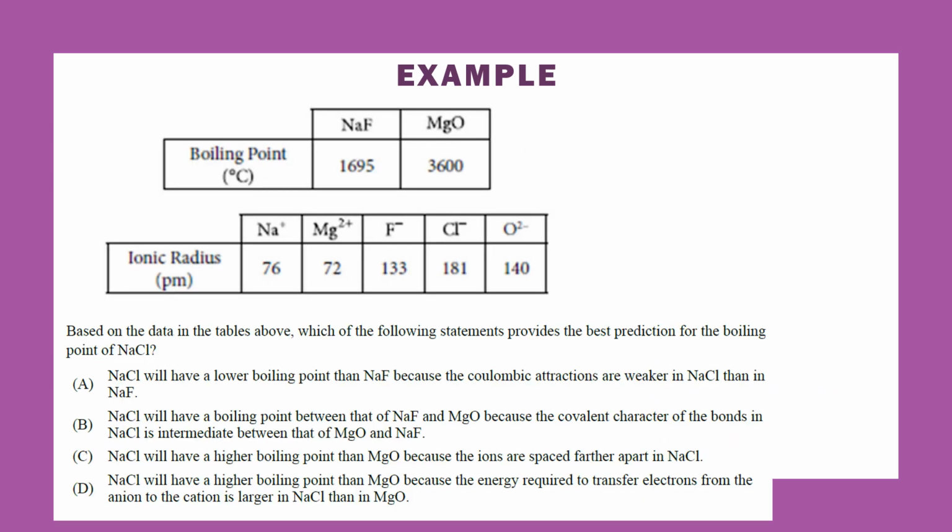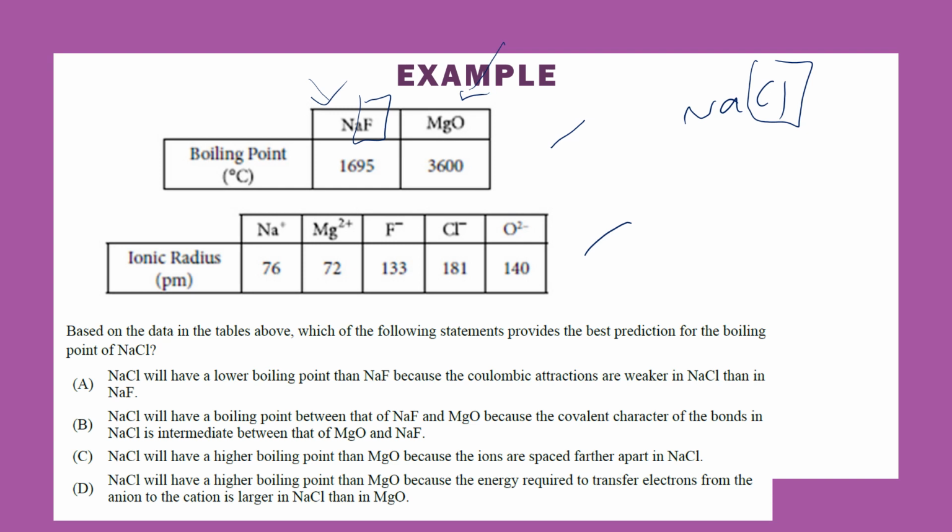Okay, for this question, they give us boiling points and ionic radii, so now we're finally talking about some ionic bonding. Based on the data and tables above, which of the following provides the best prediction for the boiling point of sodium chloride? They give you the boiling points for sodium fluoride and magnesium oxide. Sodium fluoride versus sodium chloride, the difference is the halogen. Fluorine is smaller than chlorine, but they have the same charge.